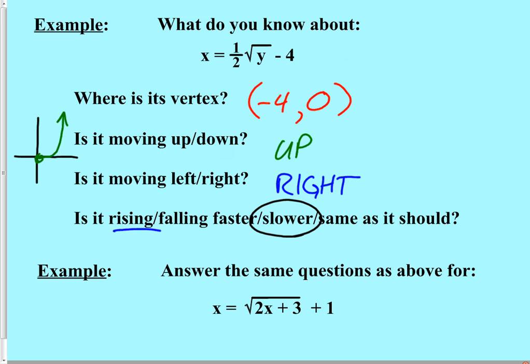Same thing as on the previous page. I would like you to copy this example down and see if you can answer the 4 questions above about this equation. x equals the square root of, it should say 2y. I apologize, I've got an error in my notes there. It should say 2y plus 3, all of that underneath the radical, and plus 1. So copy that example down and see if you can answer those 4 questions as well.